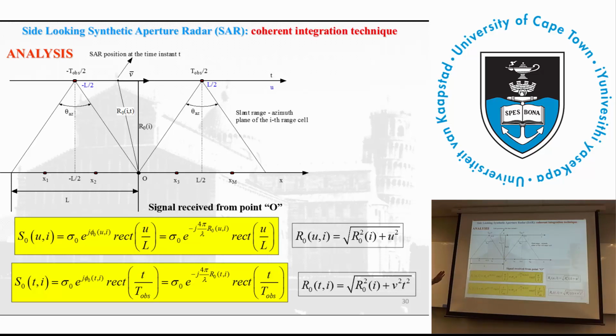Now, I'm going to focus exactly on this point here. My goal is to form an image of this point. Forming an image means estimating the reflectivity function of this point here, because what the radar sees is the reflectivity function of that particular object. It's how much energy gets backscattered by that point.